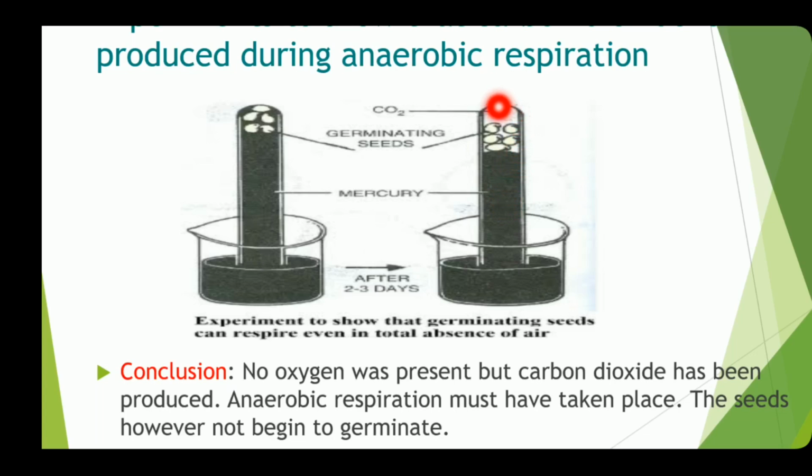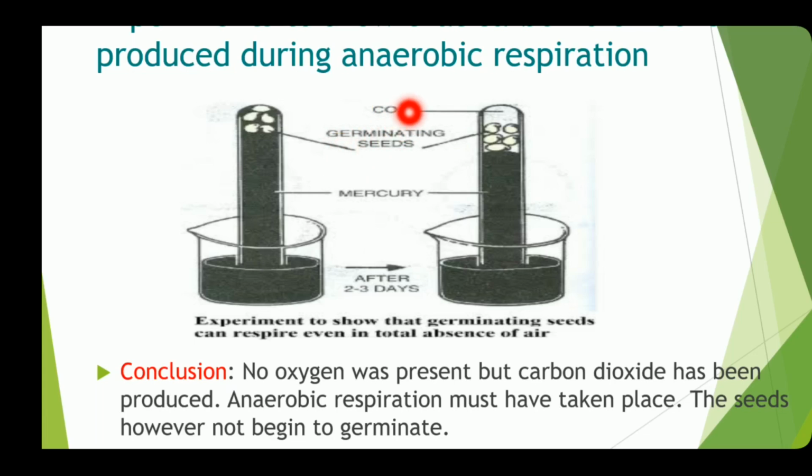As you know, germinating seeds produce carbon dioxide during respiration. Though oxygen is not there, still carbon dioxide is produced, and that's why a gap is created over here. This gap is because of the production of carbon dioxide, which presses the mercury to go down. So this again proves that during anaerobic respiration, carbon dioxide gas is produced.